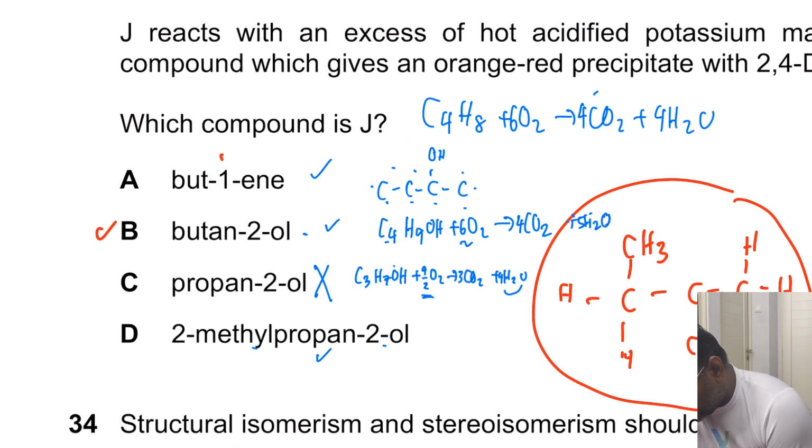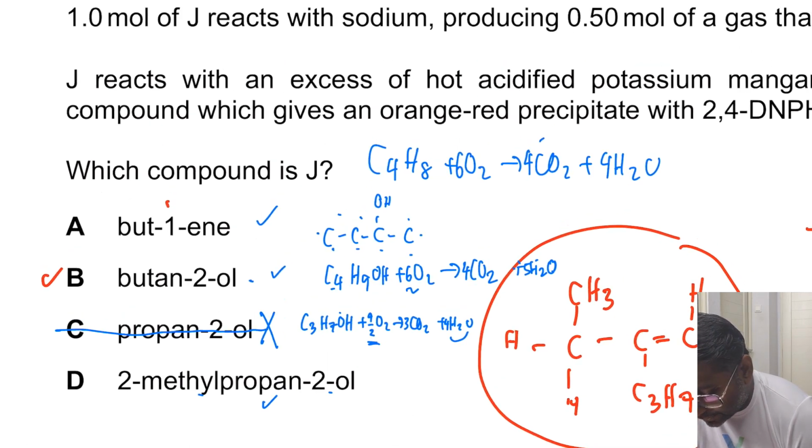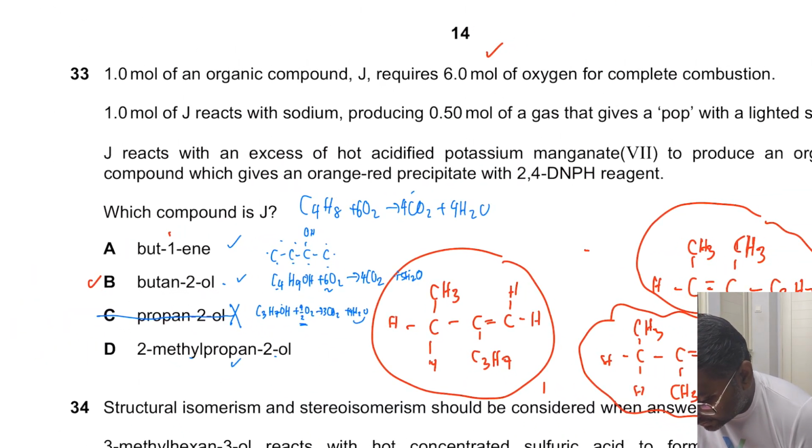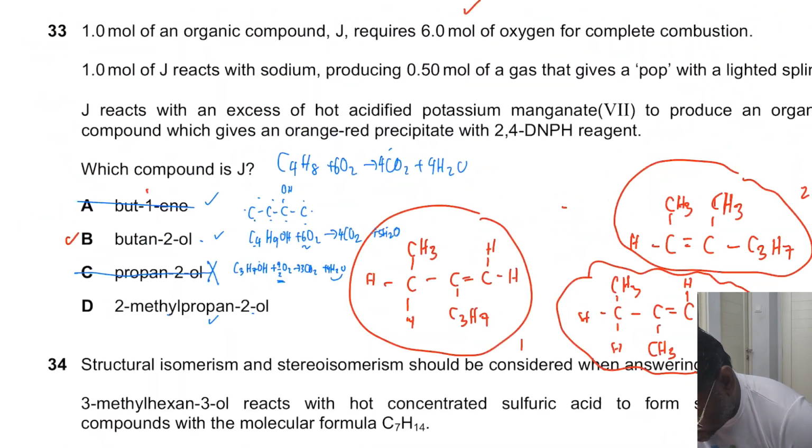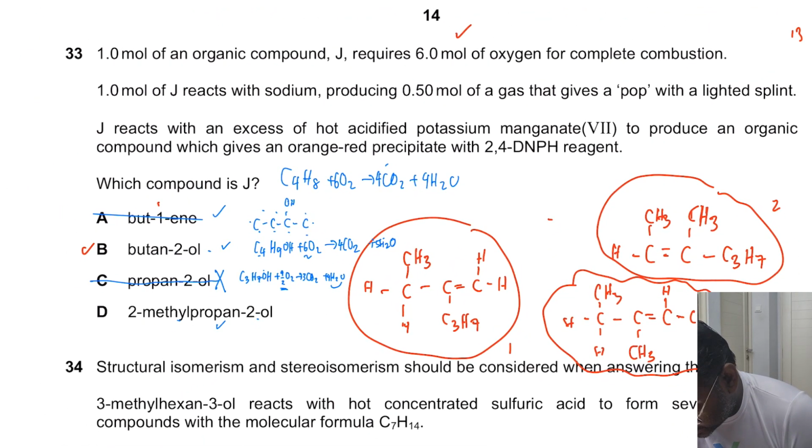We have eliminated C. And then 1 mole of J reacts with sodium. Reacting with sodium, automatically alkenes do not react with sodium. Alcohol does react with sodium, it gives you hydrogen gas, so possible. And then J reacts with excess hot acidified potassium manganate to produce a compound which gives an orange-red precipitate. So this can be either aldehyde or ketone, a carbonyl compound. So it must be oxidized.